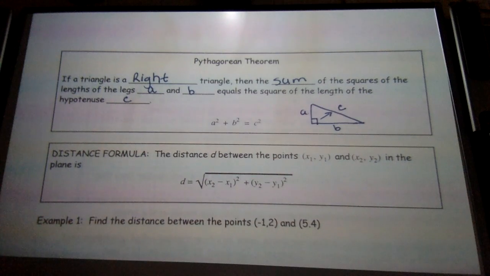The distance formula is the square root of x2 minus x1 squared plus y2 minus y1 squared. This is a formula from geometry. And we're going to do example 1. We're going to find the distance between them.